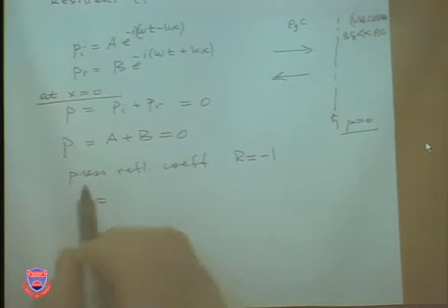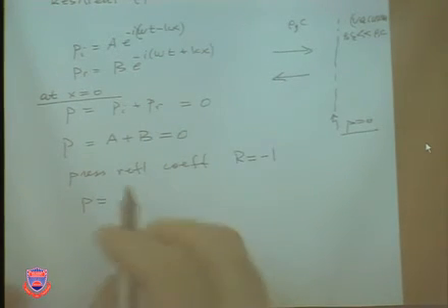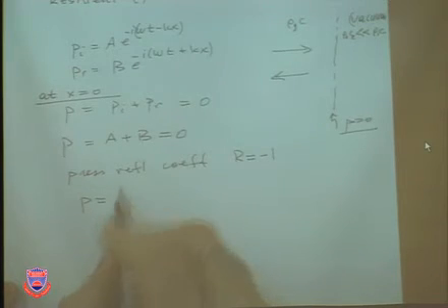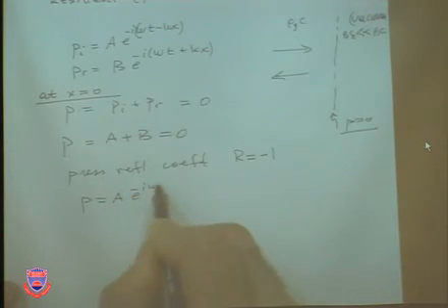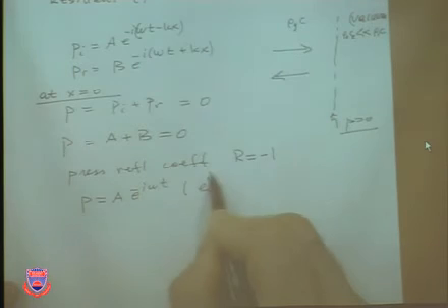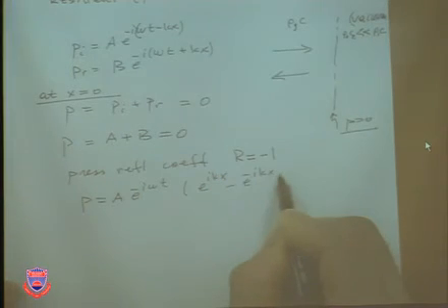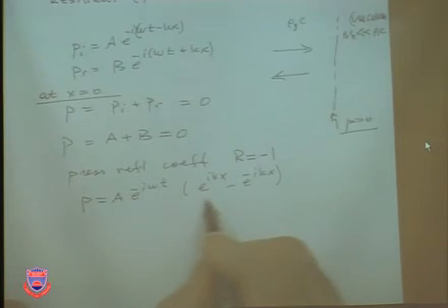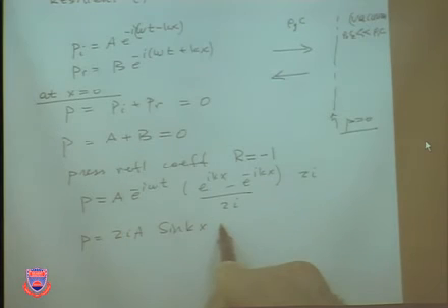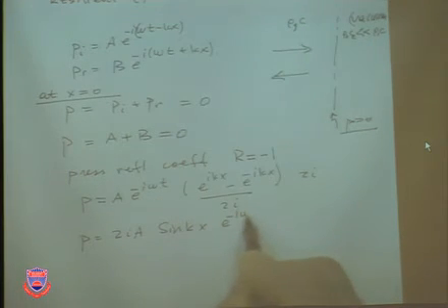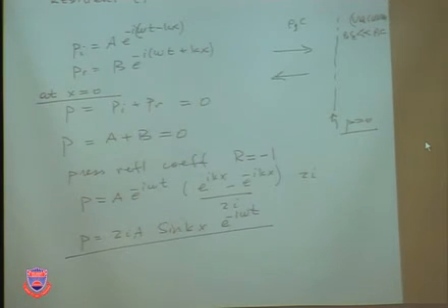So substituting back into the total expression here, we will now end up with the total pressure, and corresponding particle velocity, of course, will be 2a over rho c cosine kx.